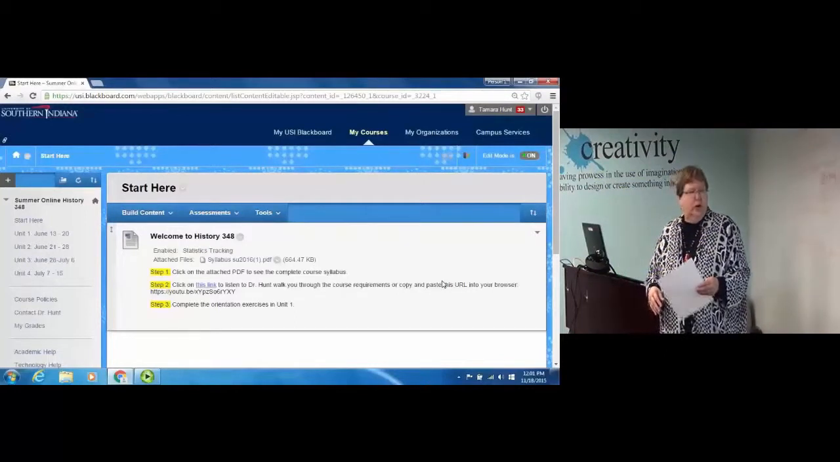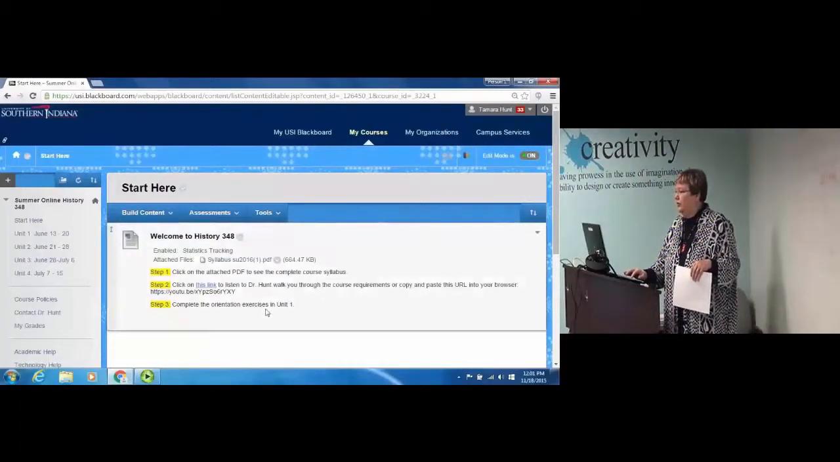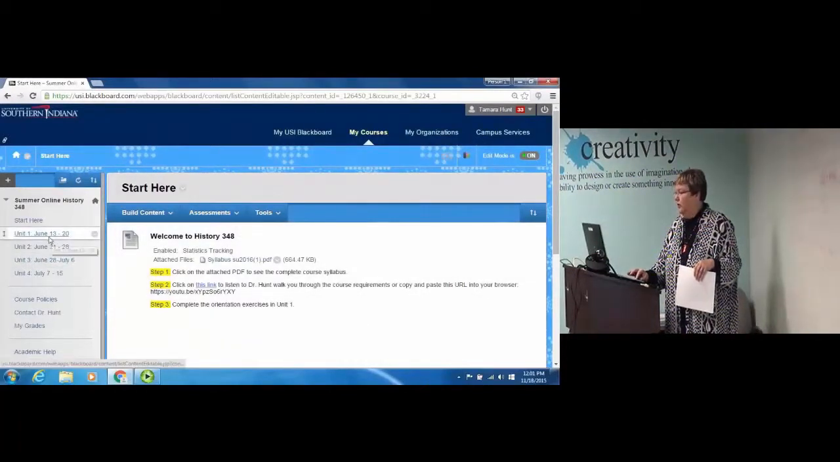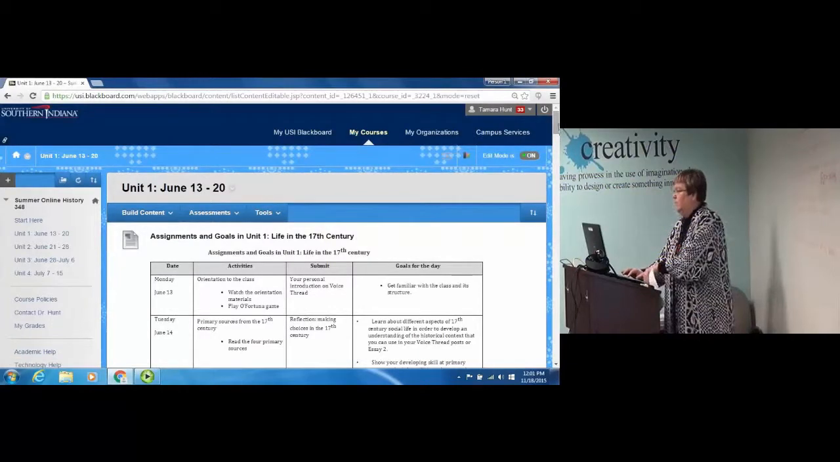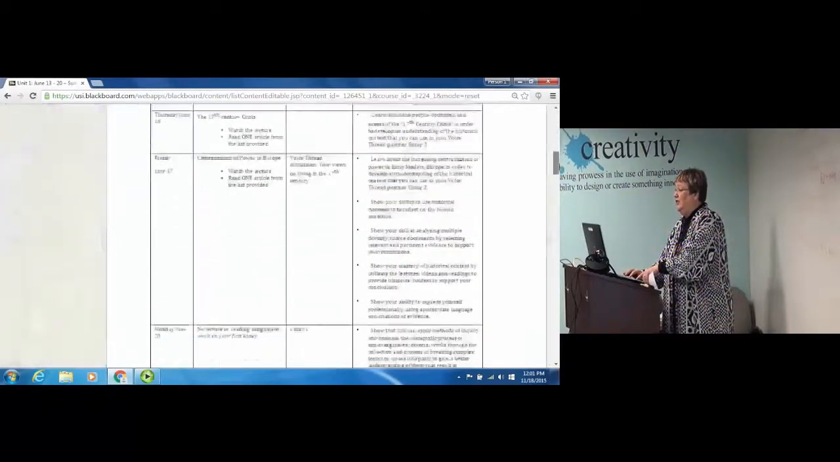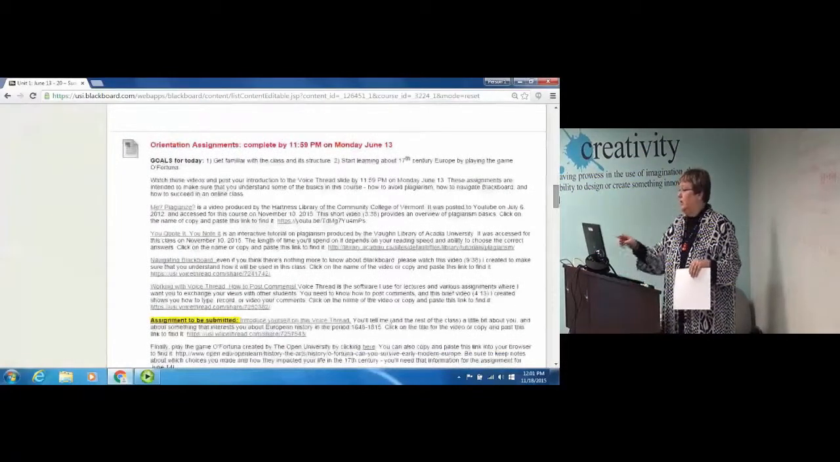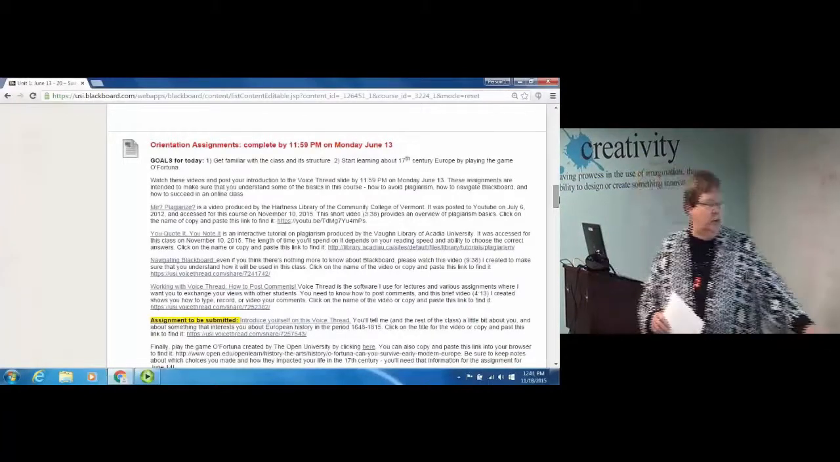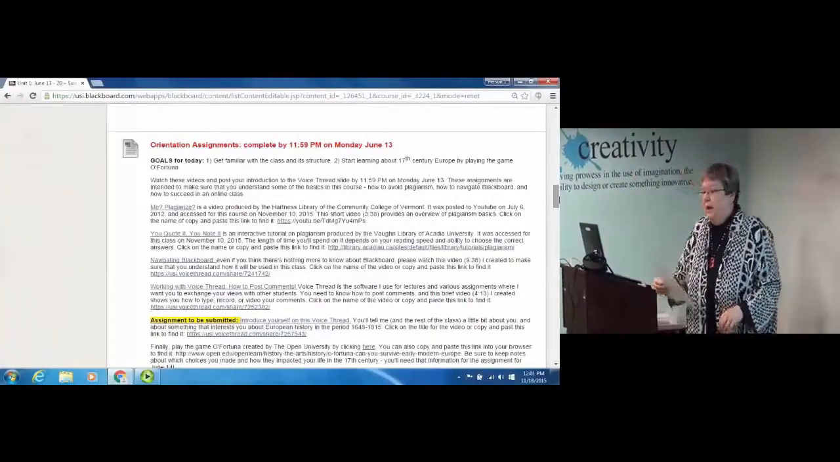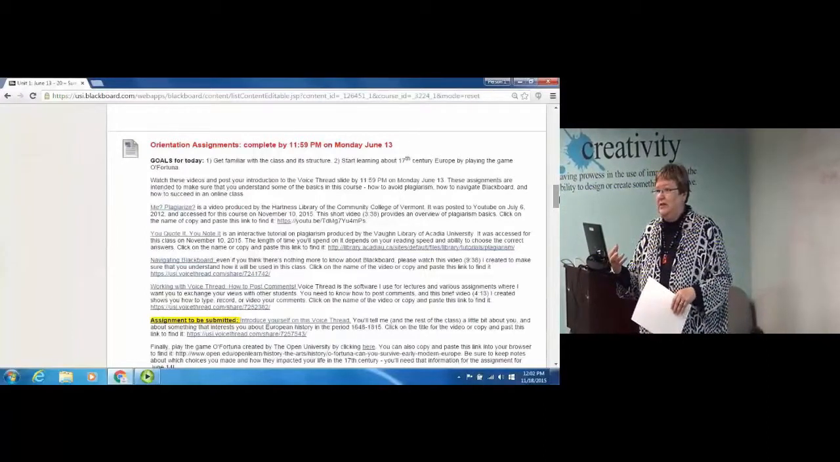In terms of student engagement, as you can see, the course is divided into units. By the way, each unit starts out with assignments and goals for each day, which is another new thing I've done. In the orientation assignments, they are going to be playing a game, O Fortuna, all the way down here at the bottom. And that game is to get them thinking about what it's like to live in the 17th century.